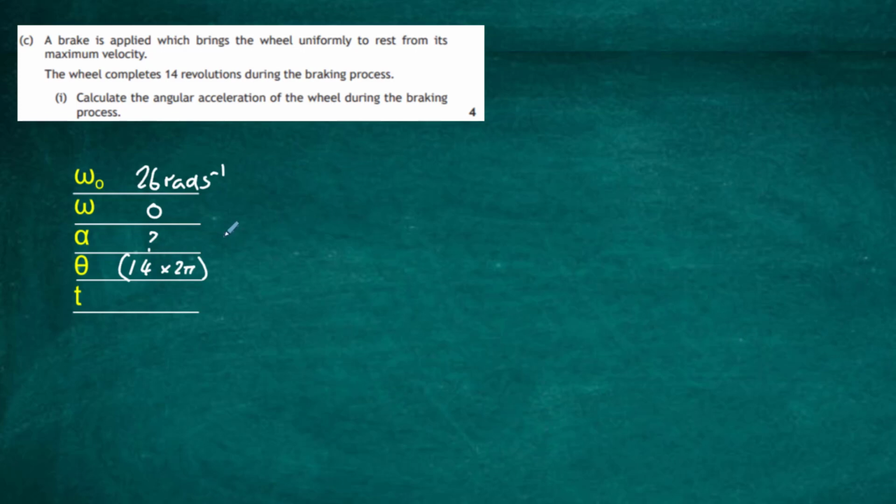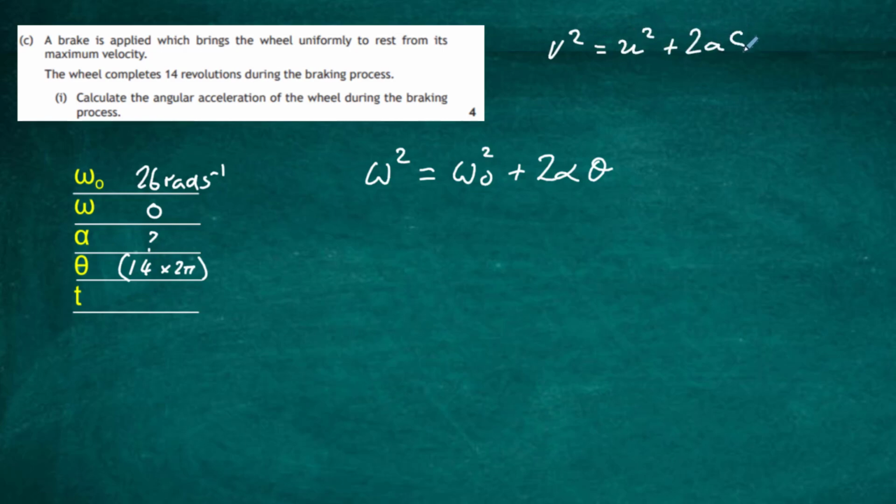So we have to find alpha. So the one we choose is going to be omega squared is equal to omega naught squared plus 2 alpha theta. So that's very, very much the same as the linear kinematics one, v squared equals u squared plus 2as. We have an angular displacement, we have a final angular velocity, an initial angular velocity, and we have to find that alpha. So we've got everything in there except the alpha.